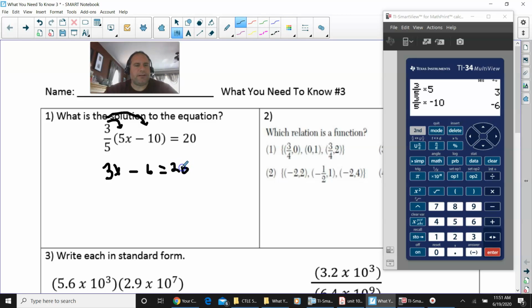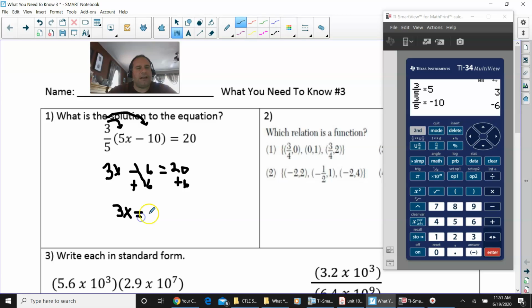And you bring everything else down, and then you just solve like you normally know how to solve a two-step equation. Again, you need to know this for next year. Use the inverse of a -6. You add 6 on both sides. Once that happens, this cancels, it equals 0, and it's 3x equals 26.